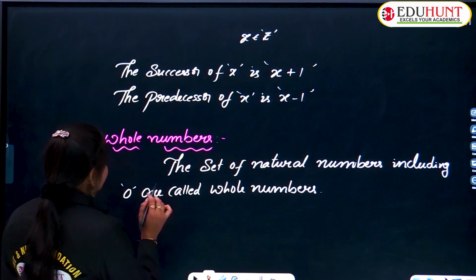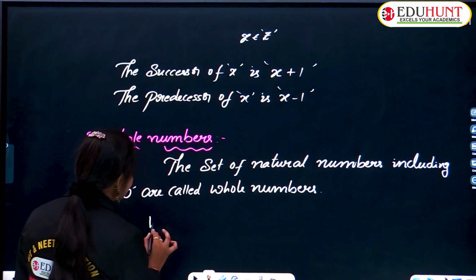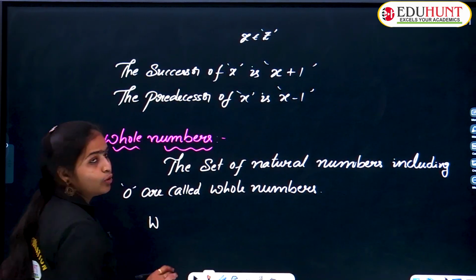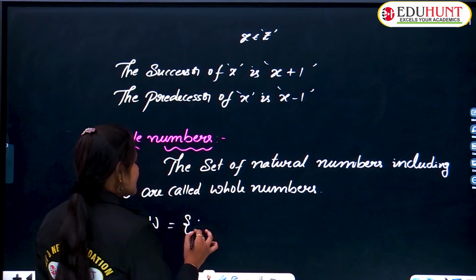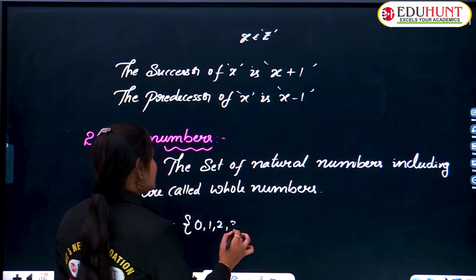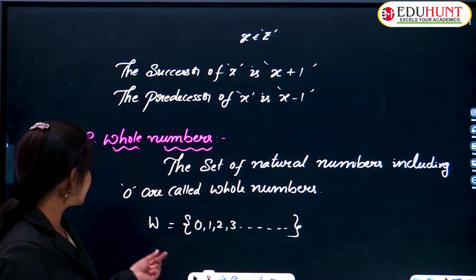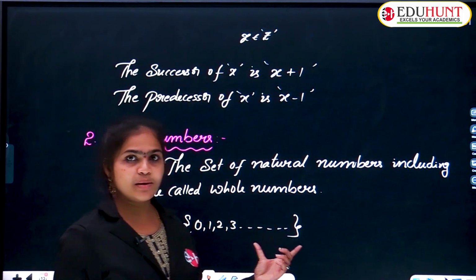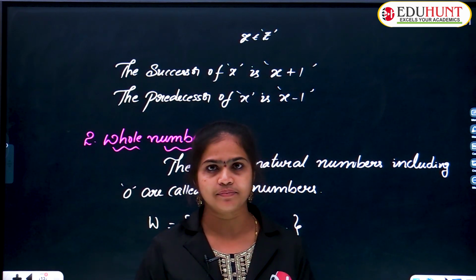Now the set of whole numbers is denoted by the letter W, because it is the starting letter of the word whole. W is equal to the set 0, 1, 2, 3, and so on. Clear? Now what is the smallest whole number? 0. What is the greatest whole number? We can't say that.